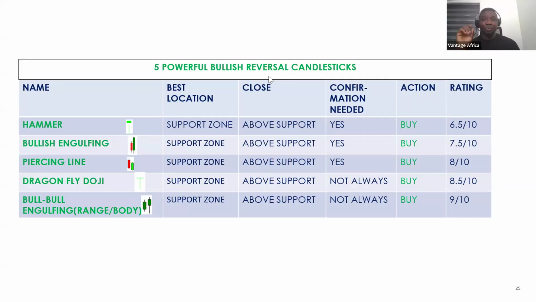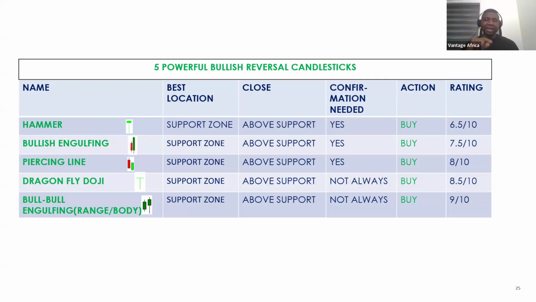So these are 5 powerful candlestick reversal patterns. We talk about reversal patterns more because it is at areas of reversals in the market that there's opportunity for you to make a move.